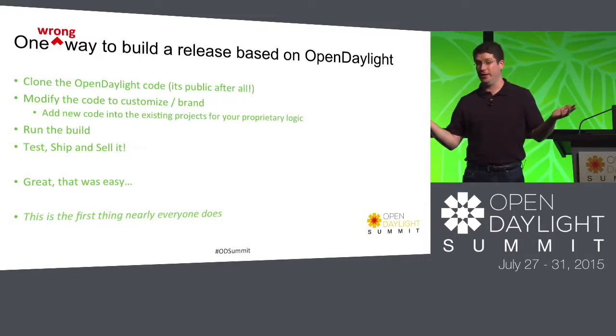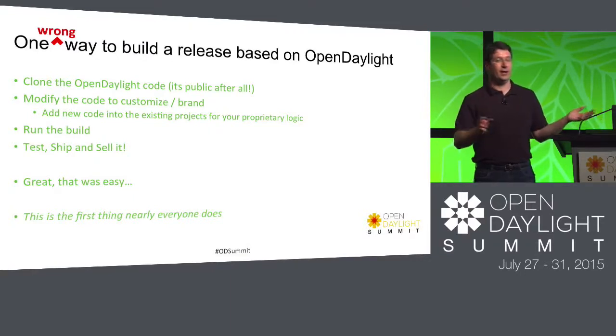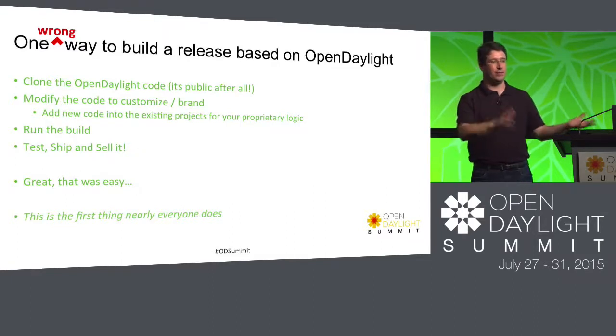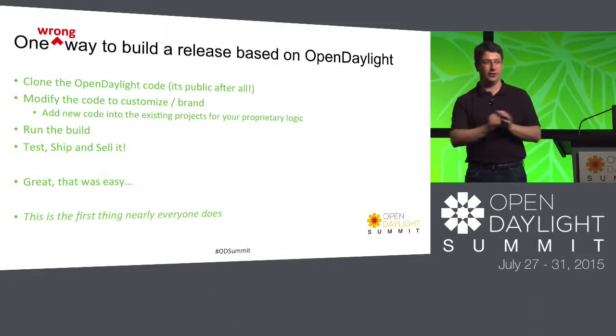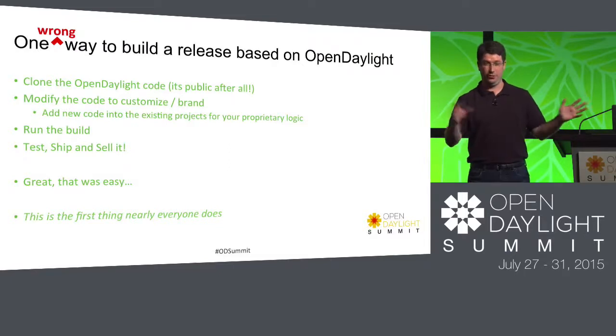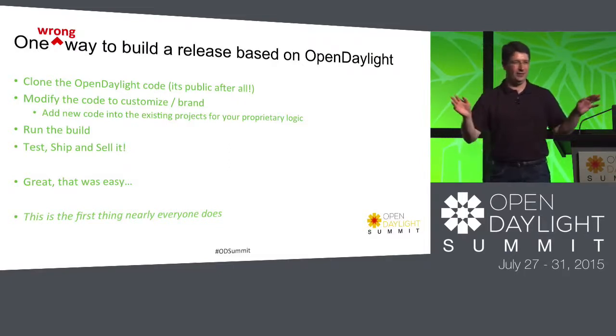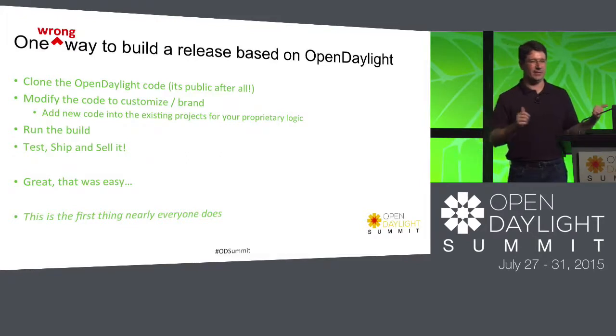It's all public. It's all in a Git repo. You go git clone. You have all the code. You basically look at it and say, cool, this code does almost what I wanted to do. I just need to augment it in a few places and add a couple of extra features. So you make those changes in the code, in the repository that you've cloned. You run the build. You test it, and you ship it, and you sell it. And it's all fantastic. And great, that was really, really easy.